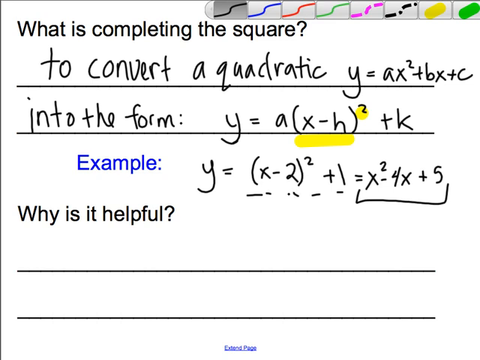We're going to be completing squares a lot this year, and it will get more complicated, but we're going to start with quadratics because that's where we're starting in Chapter 2. And we'll get into more complex squares that we'll complete as we move forward during the year.